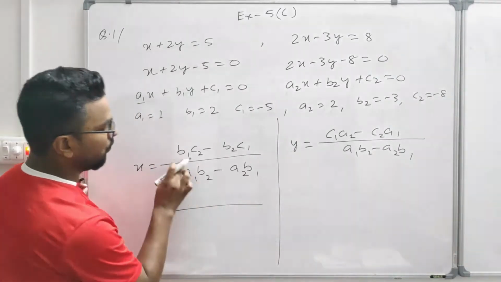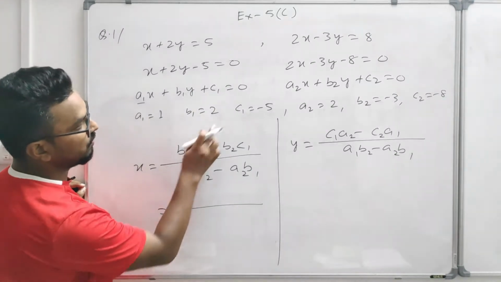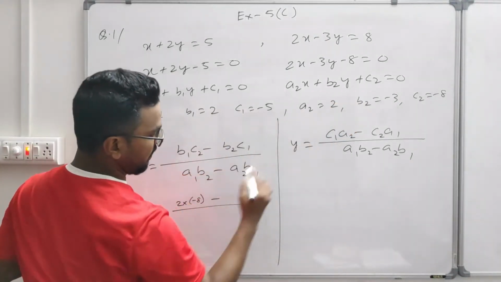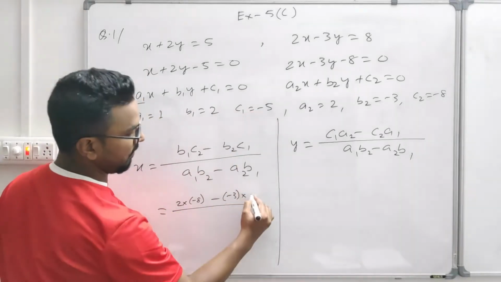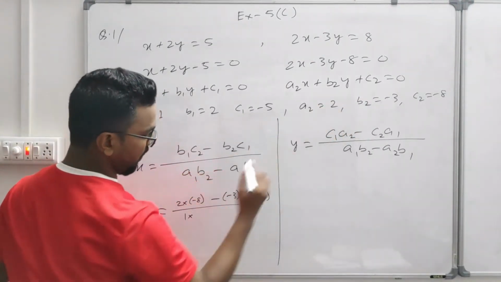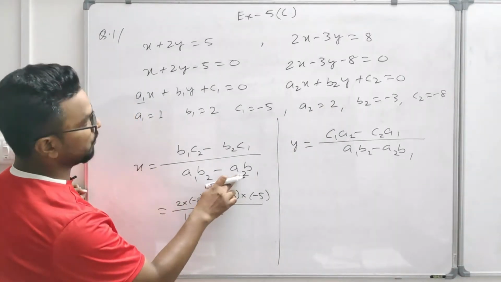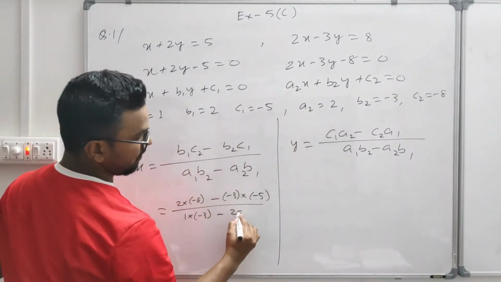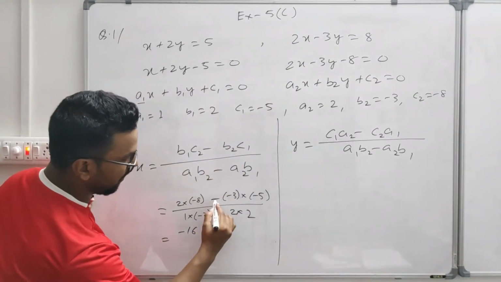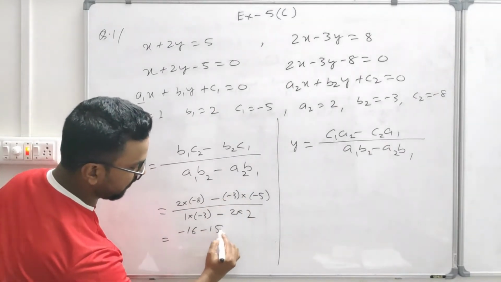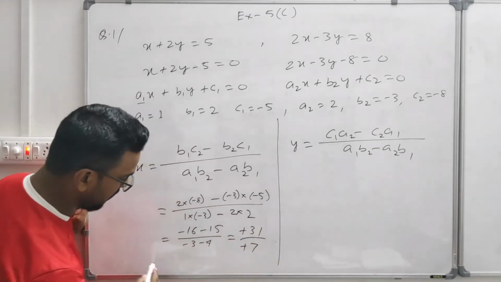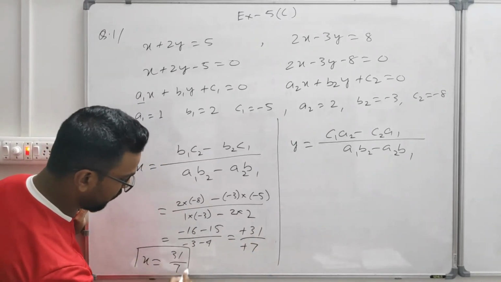By using this formula you can find the value of x. Now you just replace the values. b1 is 2 into c2. c2 you can see is minus 8, minus b2 is minus 3 into c1 is minus 5. Similarly, a1 is 1 into b2, which is minus 3, minus a2, which is 2, into b1, which is 2. If you multiply this, you will get minus 16, and minus times minus again gives plus, so this will be 15, divided by minus 3 minus 4. So you will get minus 31 by minus 7. The minus cancels, so the value of x is 31 by 7.